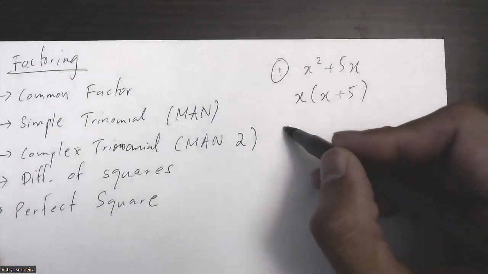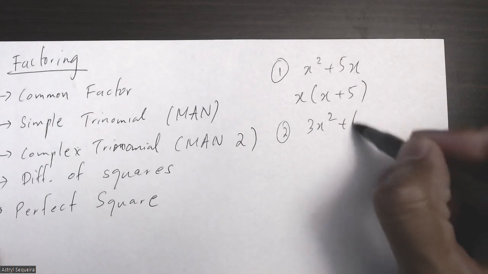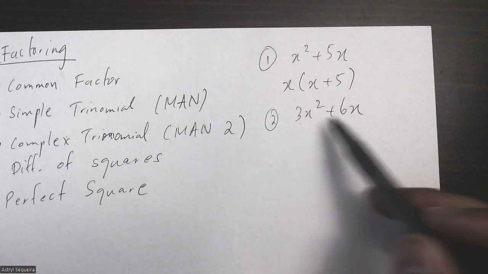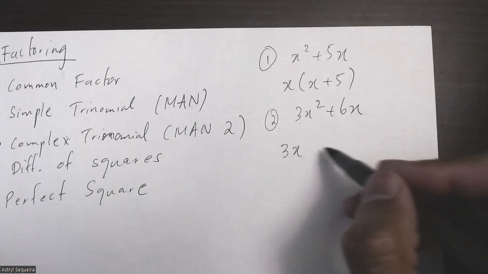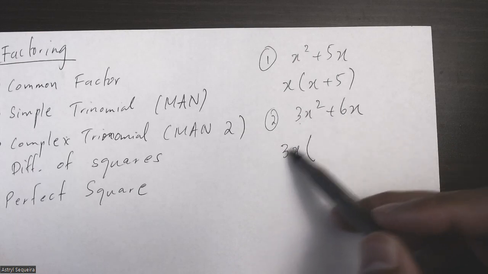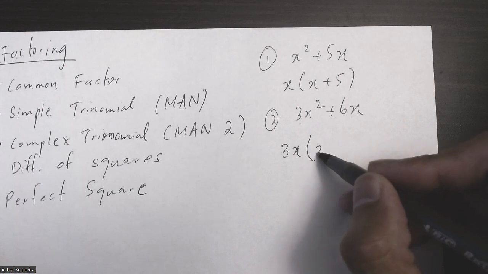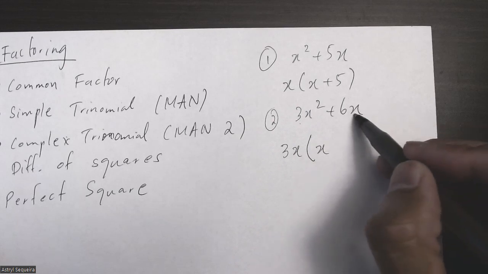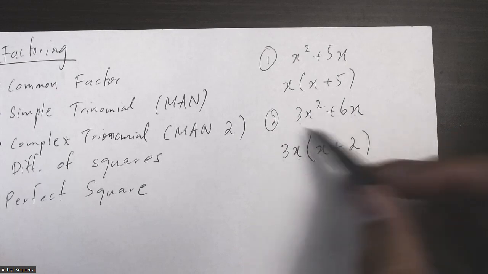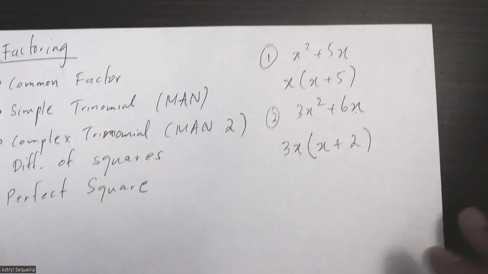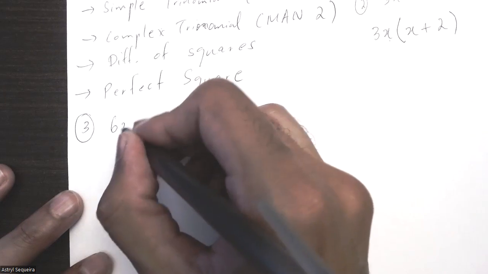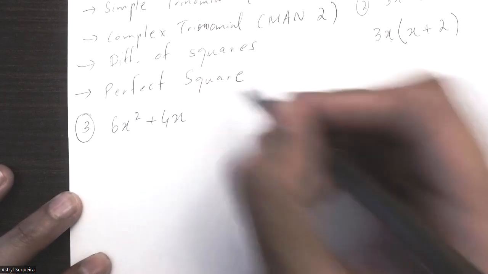What if I have 3x squared plus 6x? Well, I know I can divide both of these by 3, and I can also divide them both by x. I'll take out 3x, and then I'm going to divide this whole equation by 3x. So 3x squared divided by 3x is just x, and 6x divided by 3x is 2. And if I multiply this back in, I'll just get that solution. I'm going to do quite a few of these questions. Let's get into them.